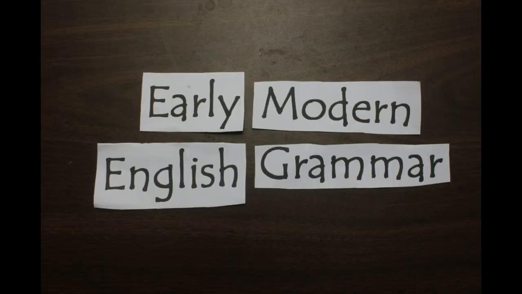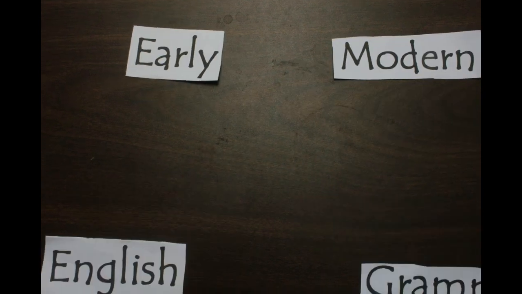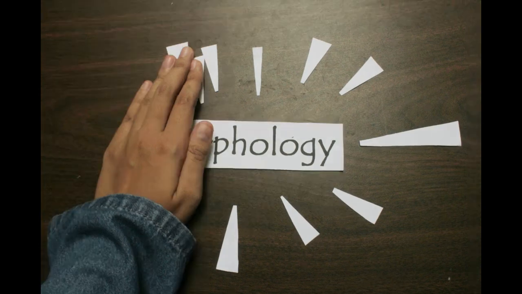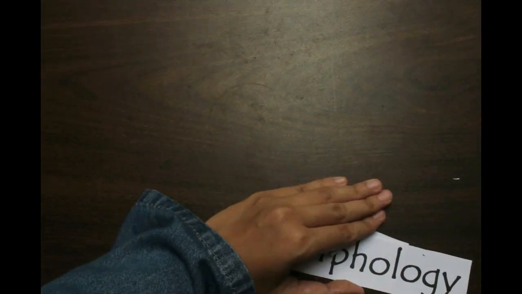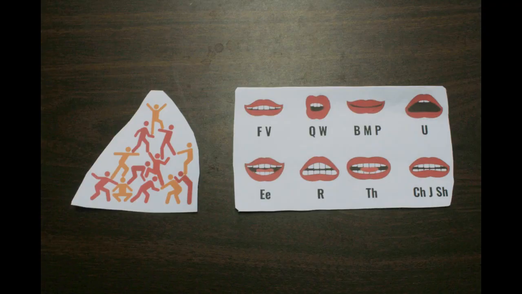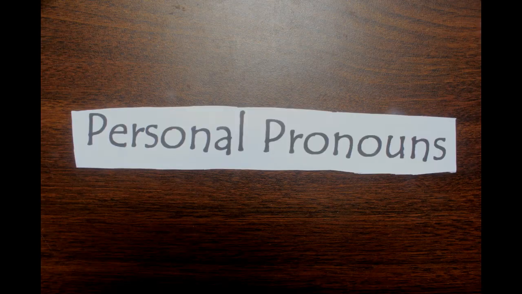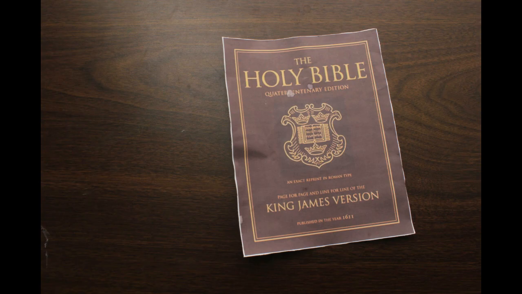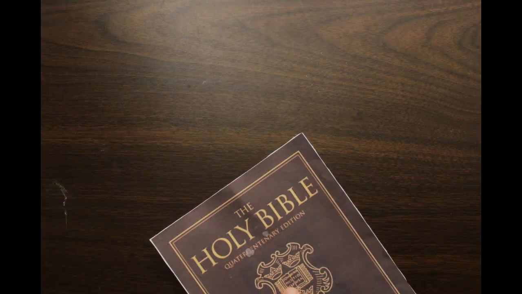Modern English grammar. Morphology. The most important morphological differences between early modern English and present-day English involve pronouns and verbs. Personal pronouns. These are examples from the King James text.